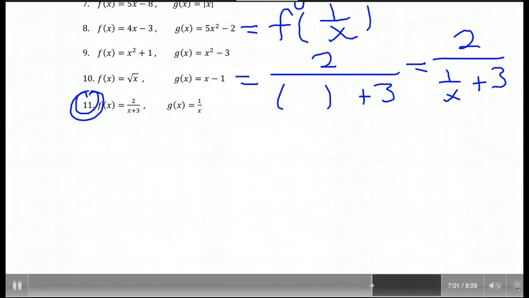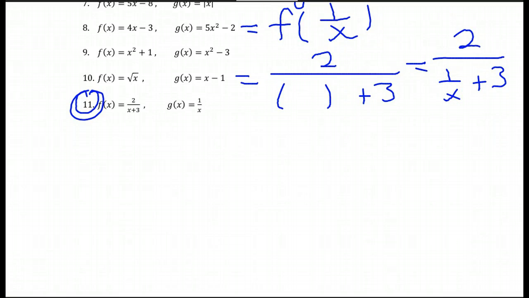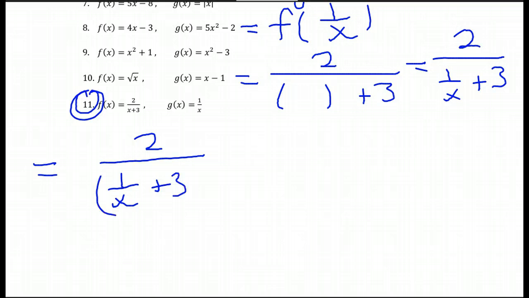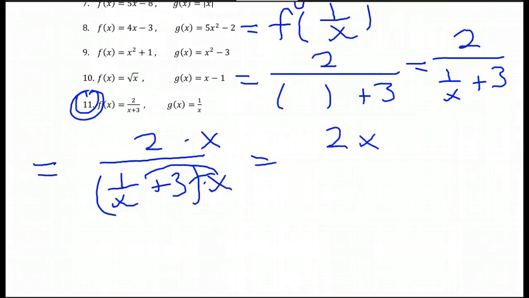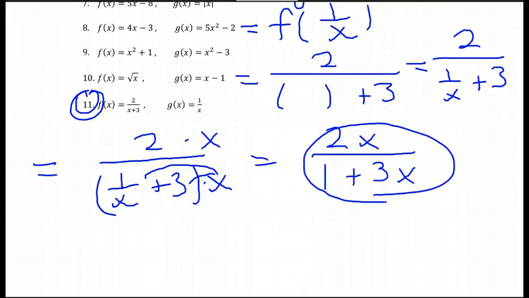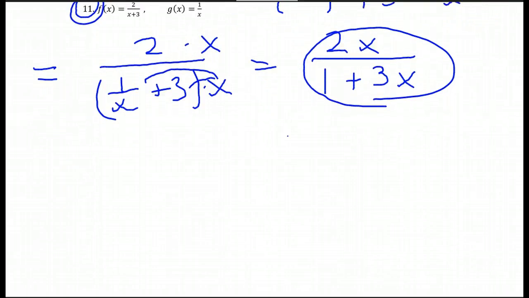Okay, now to simplify that expression, what we're going to do is multiply the top and bottom by the LCD of the denominator. The least common denominator is x in our case. We're going to multiply top and bottom by x to clear the fraction out to make it a non-complex fraction. Multiply each term by x. We get 2x on top. 1 over x times x is just 1 plus 3x. And that's our answer when we do f composed with g. That's the harder part for this one.